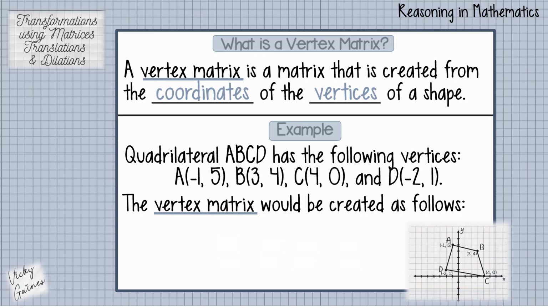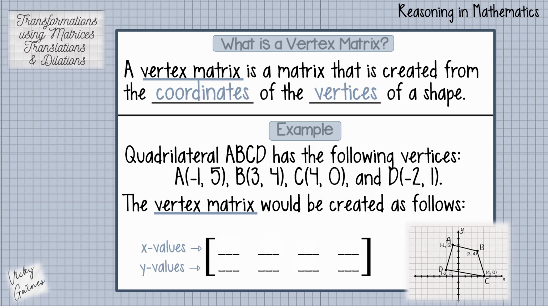This is how it is graphed. Vertex matrix, what's it going to look like? The x values are going to go on top for each of the points, and the y values go in row 2. So x values are in row 1, y values are in row 2, and we have 4 points, so we're going to have 4 columns.